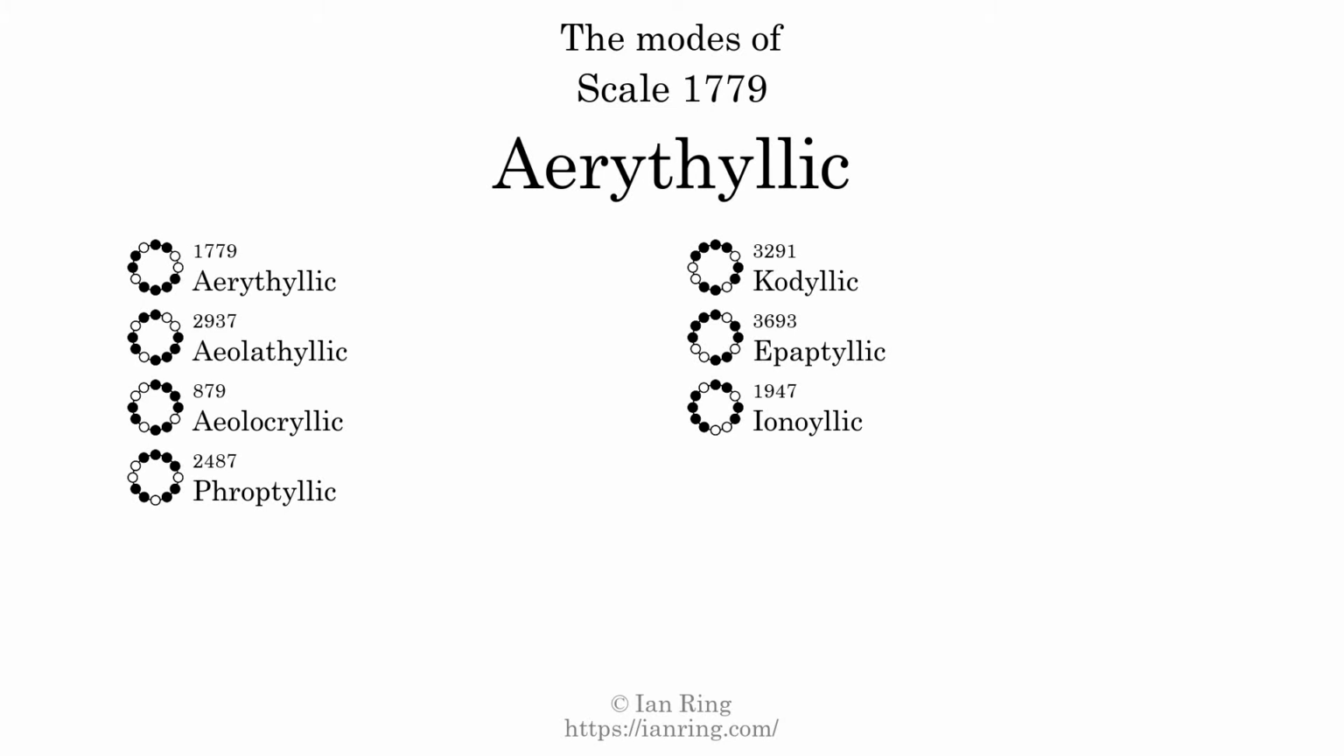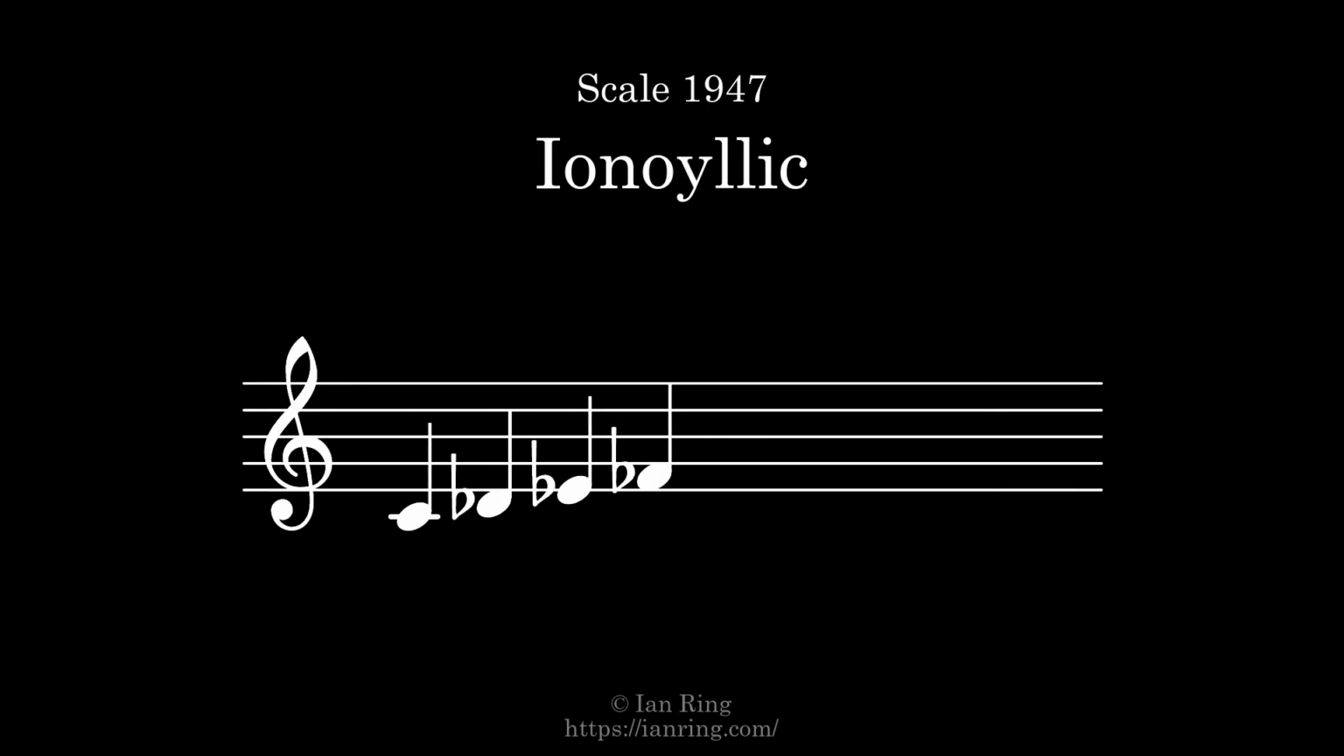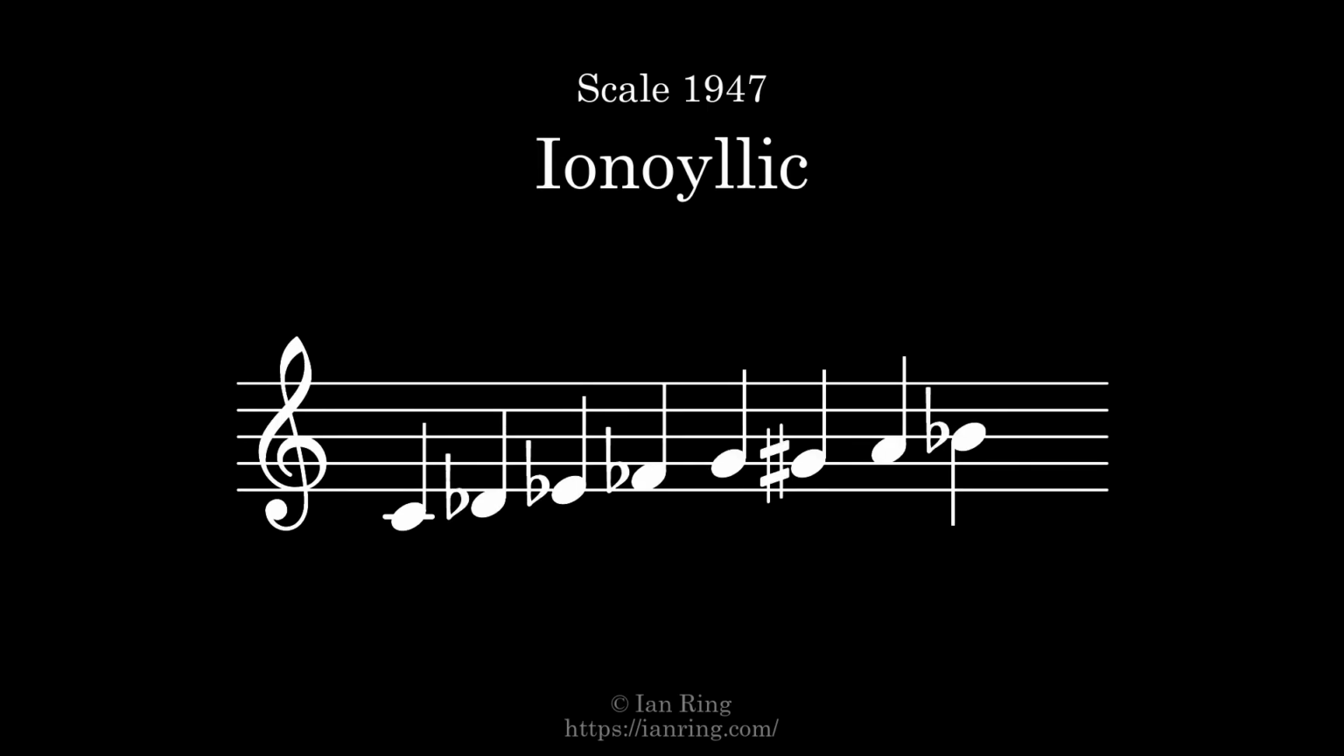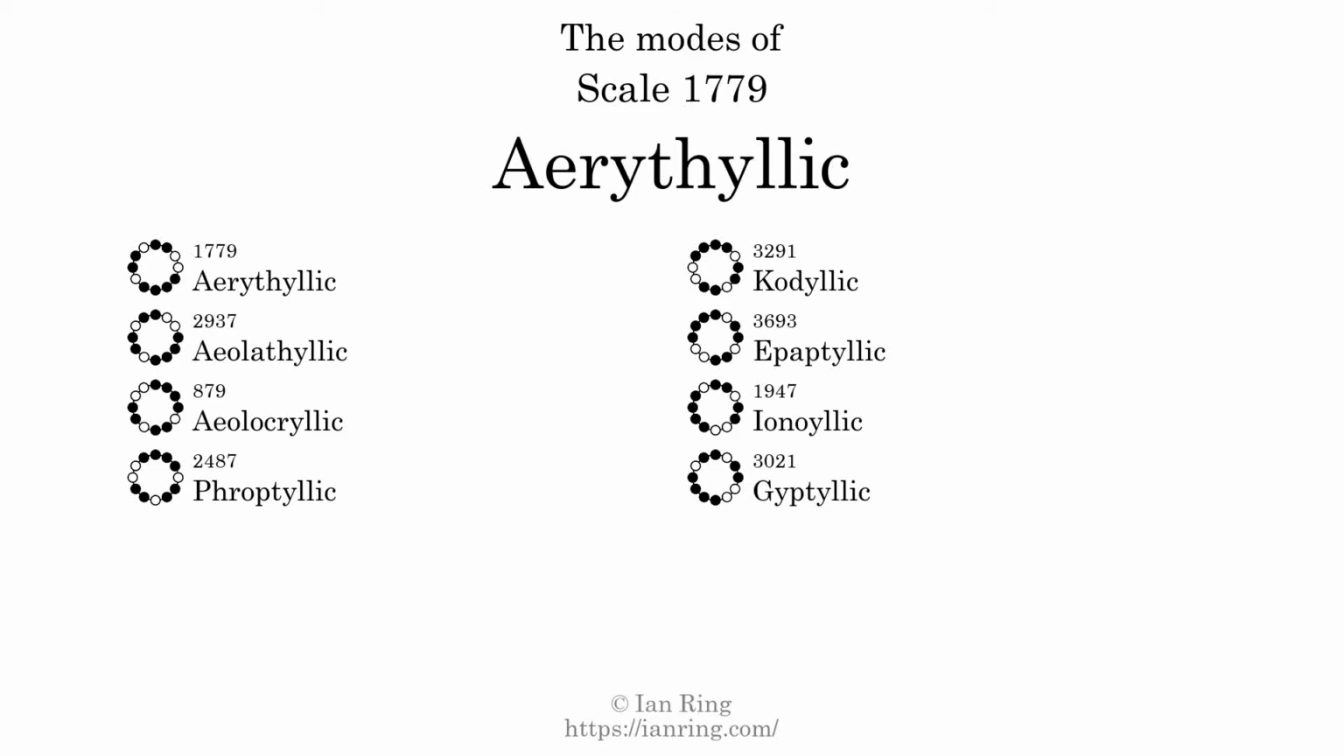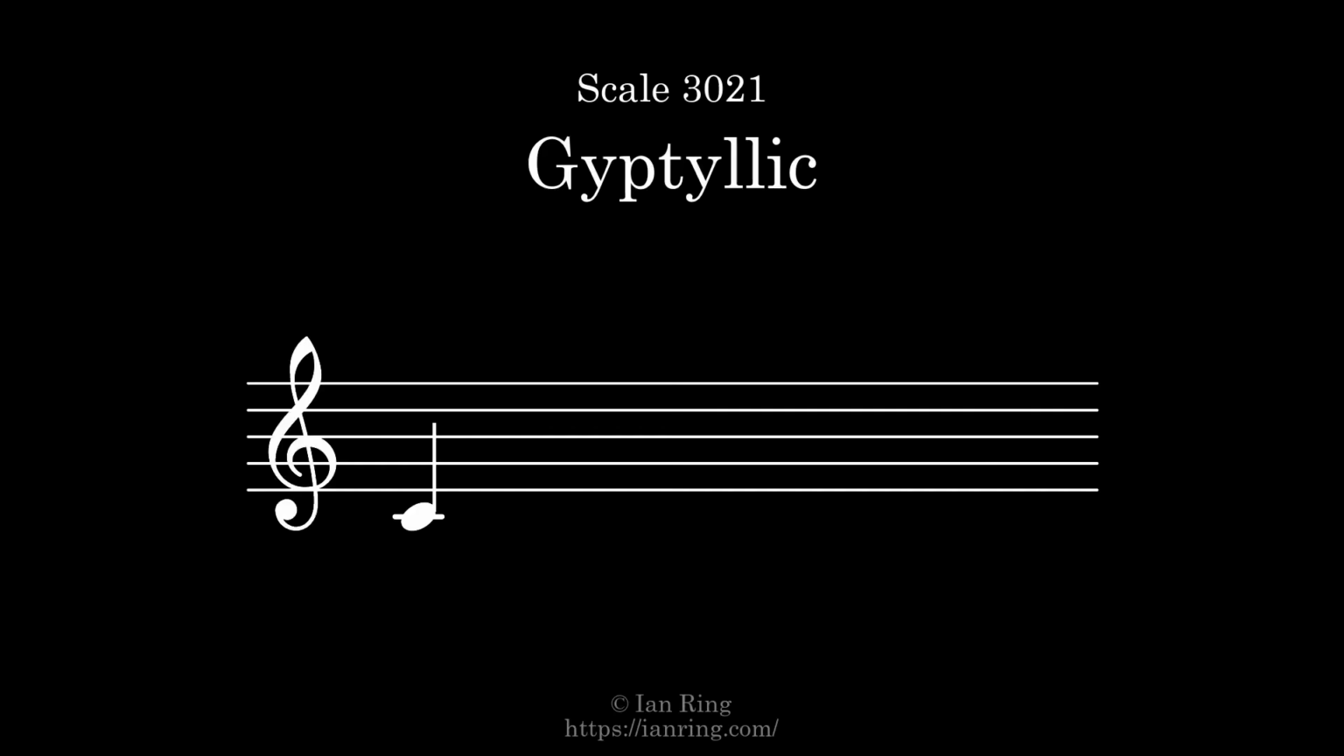The seventh mode is scale 1947, also known as Aerythyllic. It sounds like this. The eighth and last mode is scale 3021, also known as gyptylic. It sounds like this.